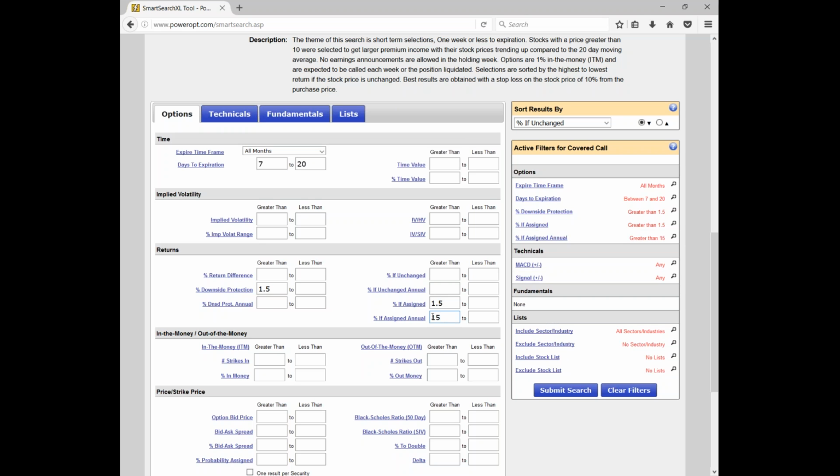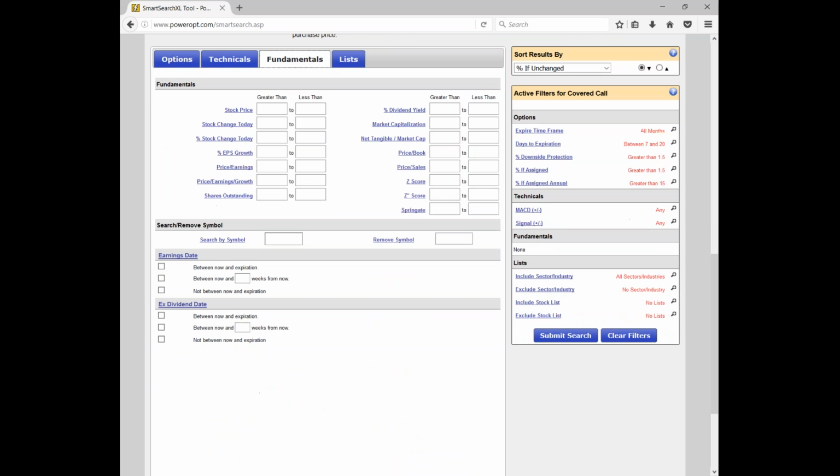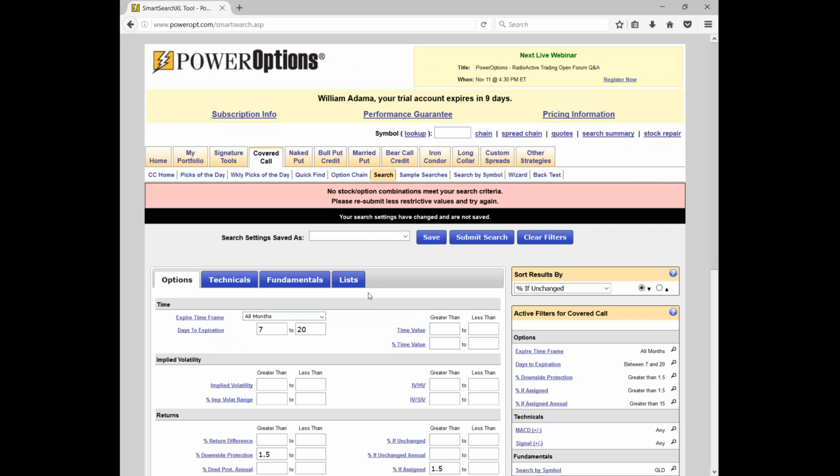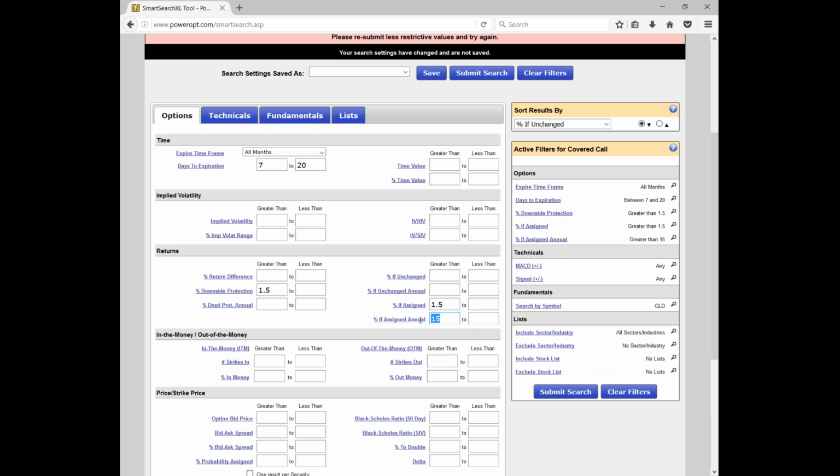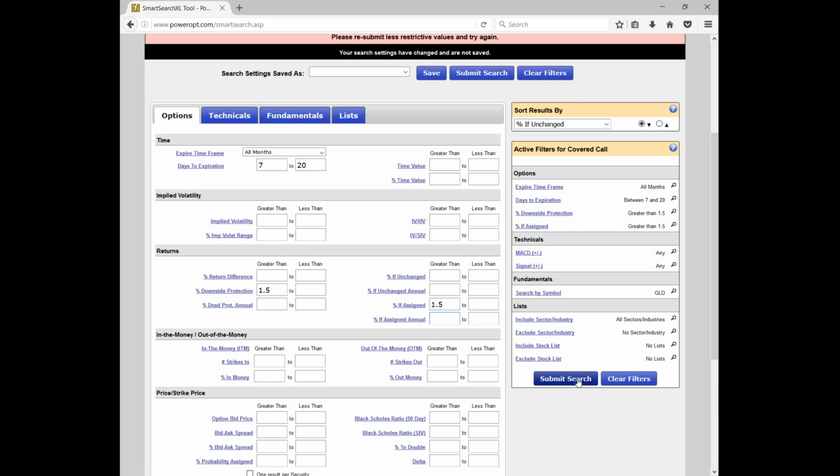Okay, now, so we did that with the SPY a moment ago. Let's just go into fundamentals. And we'll do one at a time. I'll do GLD. This is your stock. I don't need any of those criteria. Oh, no. Let me take this out. Okay.